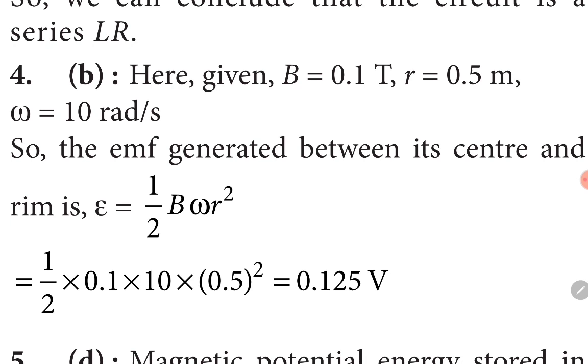Guys, value of magnetic field B has been given as 0.1 Tesla, omega has been given as 10 radians per second, and radius of the wheel has been given as 0.5 meters. Guys, once we substitute all of these values, we'll obtain the value of EMF induced as 0.125 volts. So guys, this is our final answer. Now let's move ahead to the next slide.